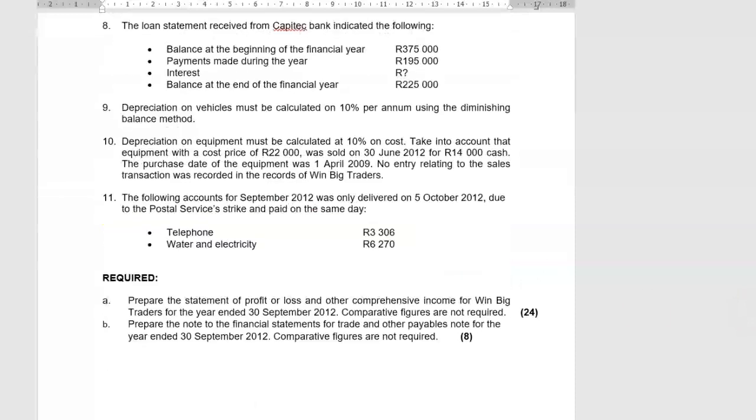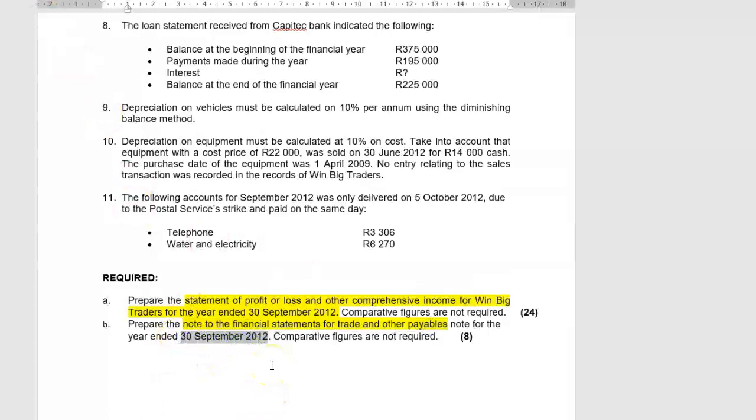Good. And then they give us 11 points of additional information. Let's find out first, what do they want from us? They want us to prepare the statement of profit and loss and other comprehensive income for the year ended 30 September 2012. So I need an income statement. Comparative figures are not required. And then the second part of the question, they want a note to the financial statements for trade and other payables as at 30 September 2012.